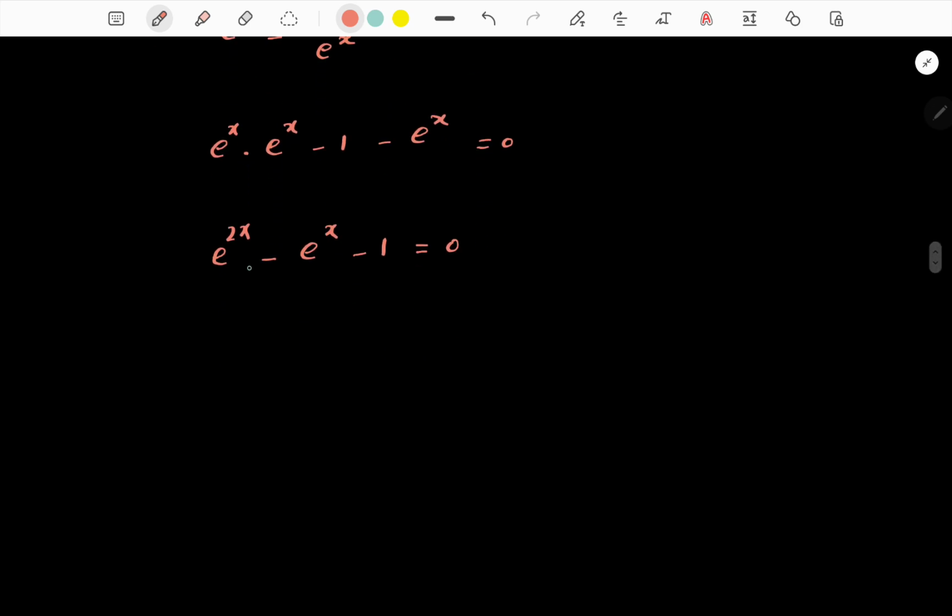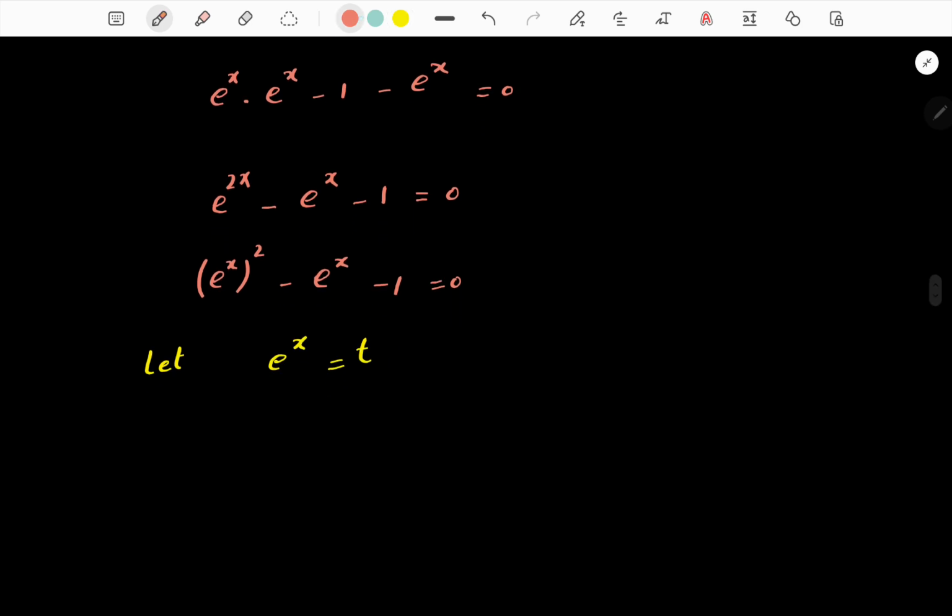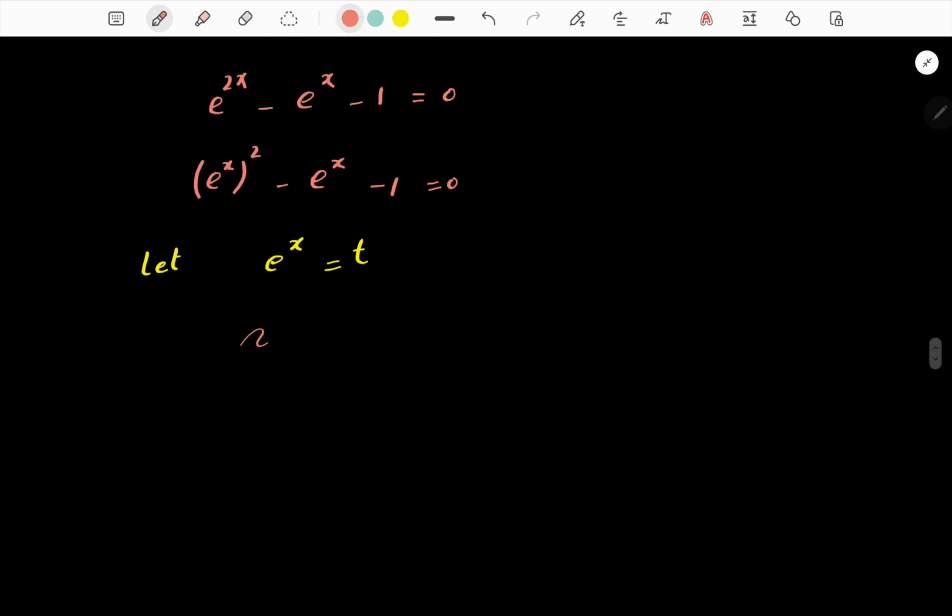Now e power 2x can be written as e power x whole square minus e power x minus 1 is equal to 0. Now if we let e power x is equal to t, then we have t square minus t minus 1, that is equal to 0.